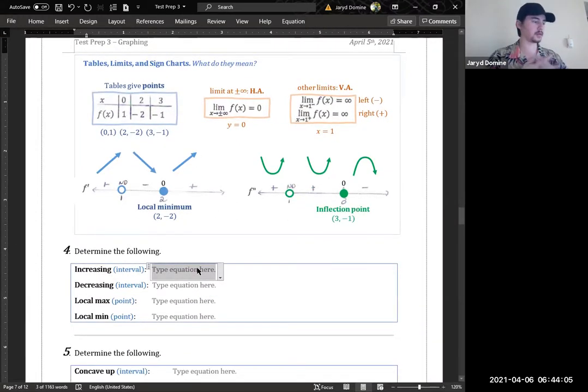Number 4 is just like number 1. We're going to write out the intervals. If we look at the first derivative for increasing and decreasing, it's increasing on the left and the right. So that's minus infinity up to 1, union 2 up to infinity. These are the left and right intervals. And then it's decreasing in the middle, from 1 to 2.